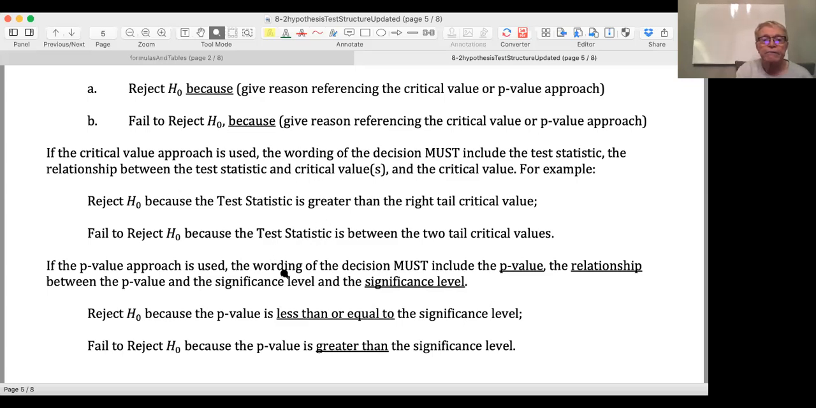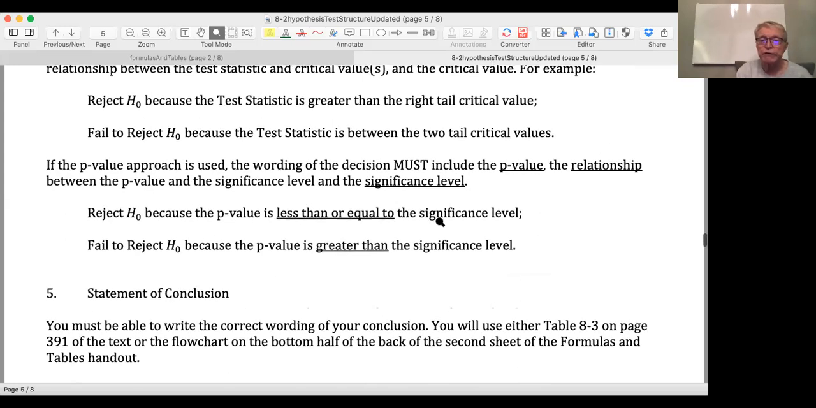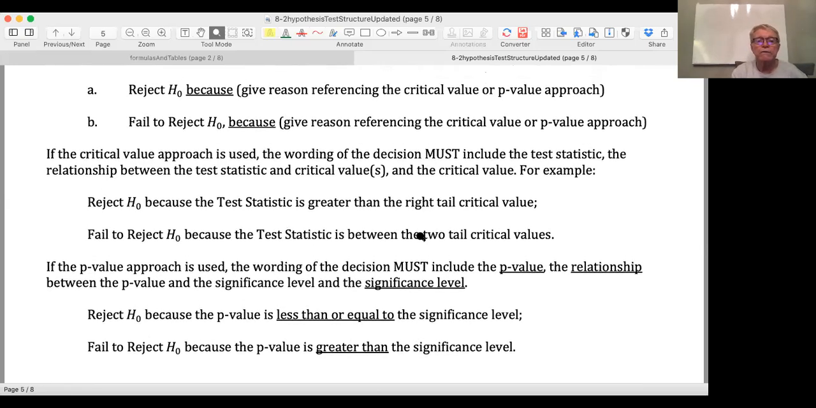All right, and if it were a p-value approach, we would reject because the p-value is less than or equal to the significance level, and we would use the number for the p-value and the number for the significance level in there. And if we fail to reject H0, it's because the p-value is greater than the significance level, and we would use the number for the p-value and the number for the significance level in there, okay? So let's go look then at the problems here and state our decision.